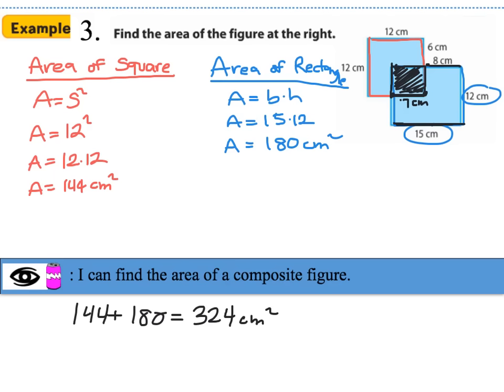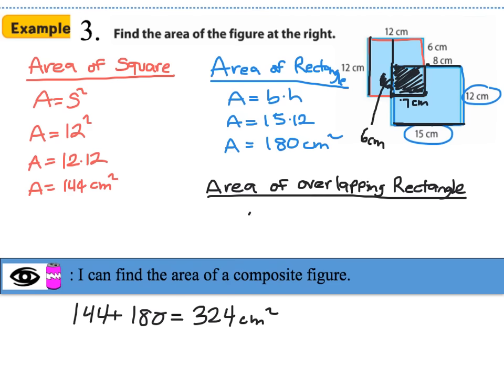Let's find the other dimension. I know from this end to this end is 12 centimeters. If from here to here is 6 centimeters, then this side also has to be 6 centimeters to make it 12. So I have another rectangle in there. Let's find the area of the overlapping region, using area is equal to base times height. The base would be 7 centimeters and the height would be 6 centimeters. So the area of the overlapping region would be 42 centimeters squared.